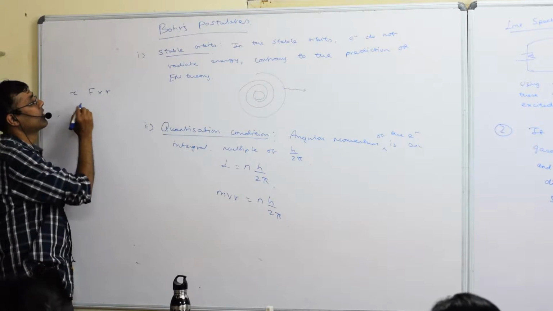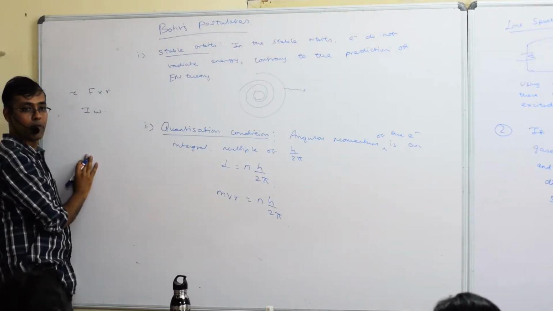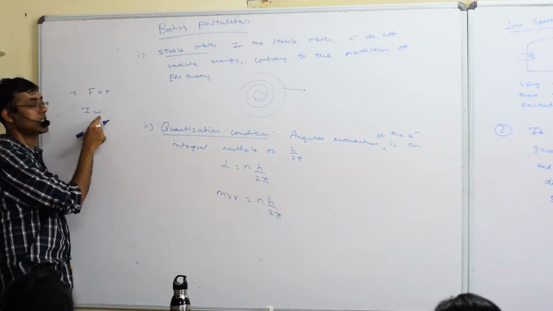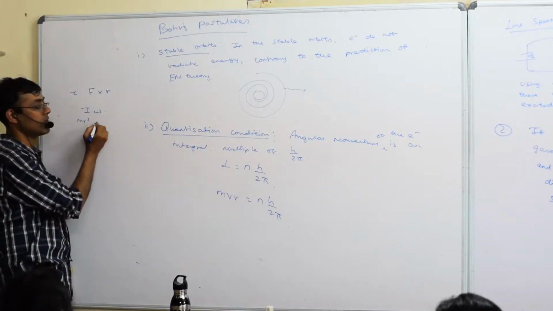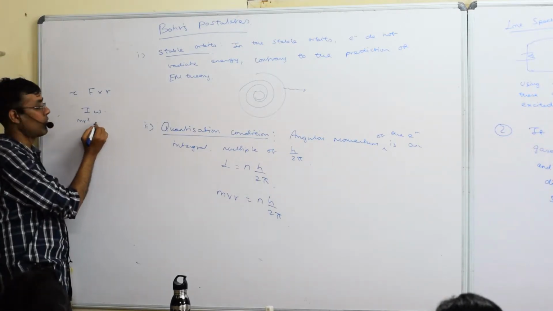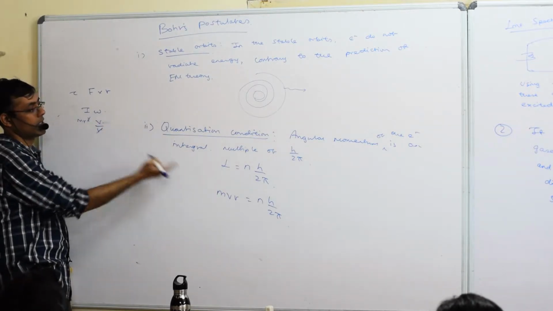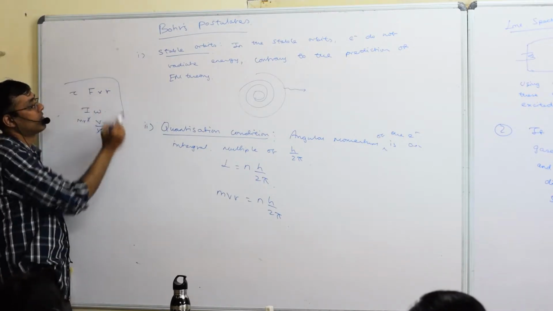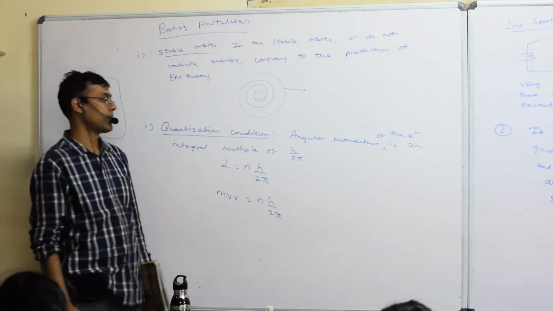Or if you want to go a little bit deeper, it should be I into omega, moment of inertia into omega. Moment of inertia is mr square, and v is equal to r omega, so omega is equal to v by r. So r and r cancel, and I will get mvr. Either way you can try to remember this. These are all side notes, you don't have to explain too much.